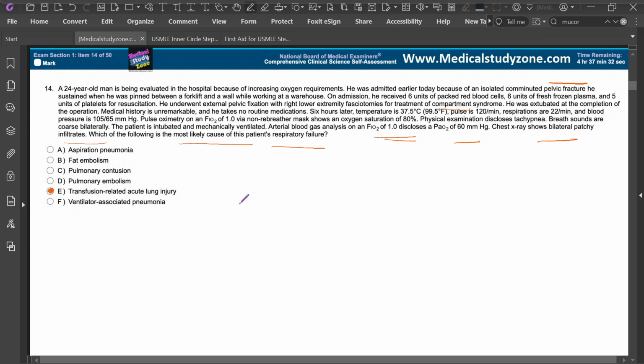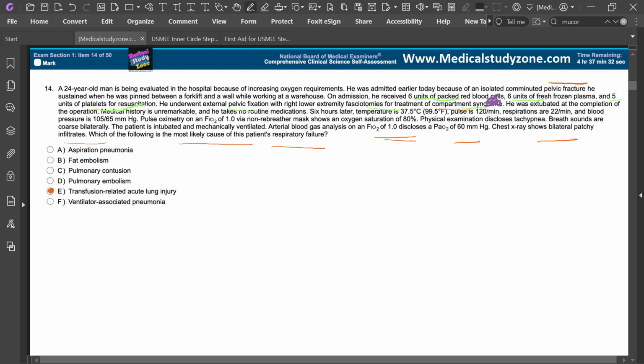He underwent external pelvic fixation with right lower extremity fasciotomies for treatment of compartment syndrome. He was extubated at the completion of the operation. Medical history is fine and he takes no routine medication. 6 hours later, temperature is normal, pulse is high, respiration high, blood pressure low.